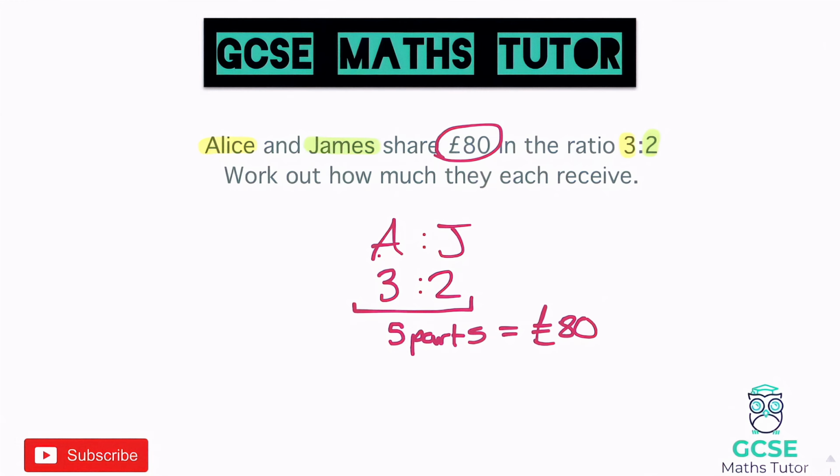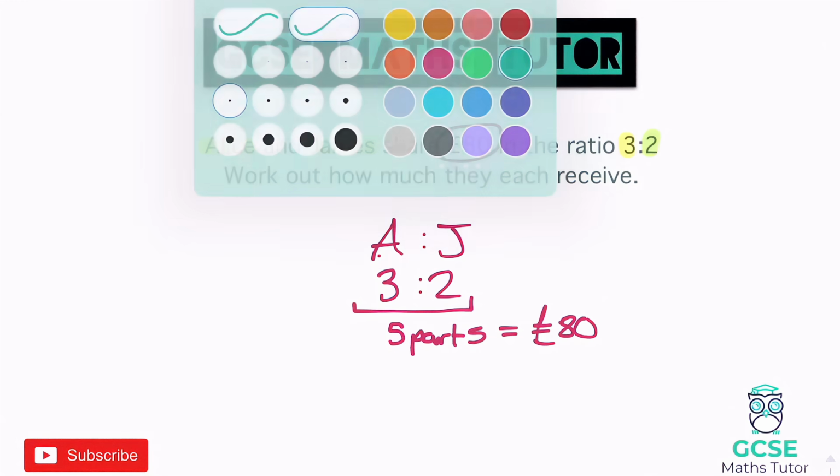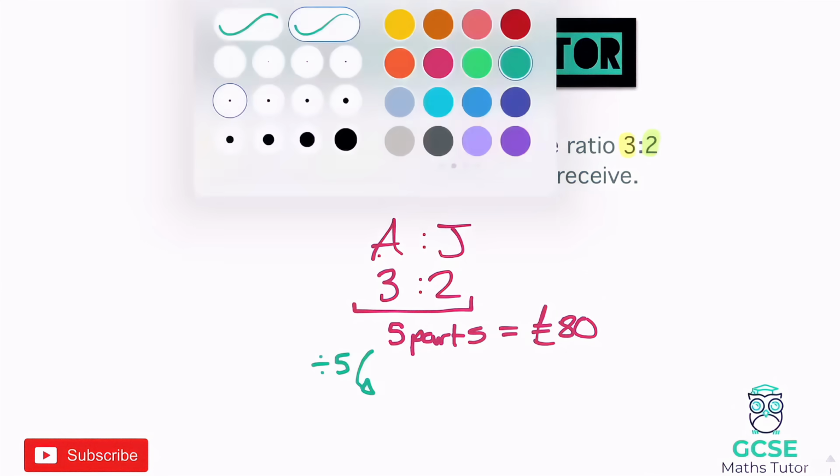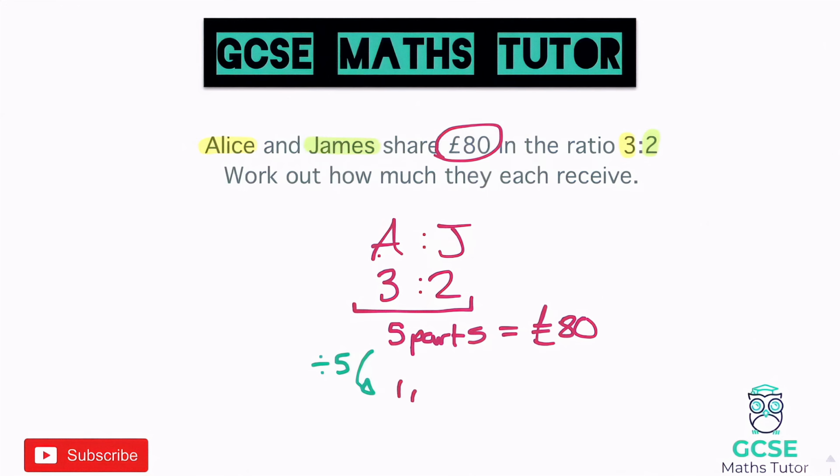So when it comes to any sort of ratio question, we want to know what the value of 1 part is. So if we've got 5 parts that equal £80, we can get the value of 1 part by dividing by 5. So we get the value here of 1 part. There we go, and 1 part therefore is going to equal 80 divided by 5, which is £16. There we go. So 1 part of this money, of this amount that's being shared in this ratio, is worth £16.